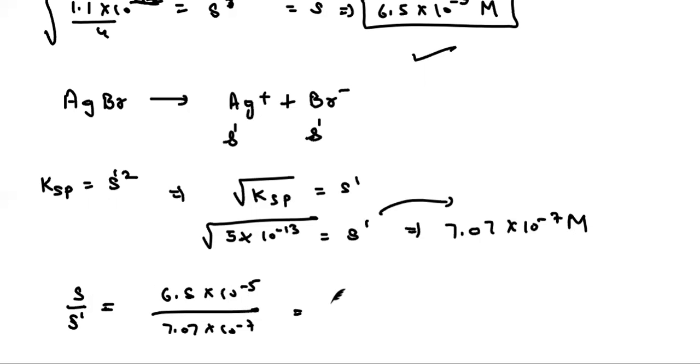So I'm getting around 6.5 divided by 7.07, one second. It is 10 to the power minus 7. So it would be 91.9, right? 91.96. Yes, so very good.